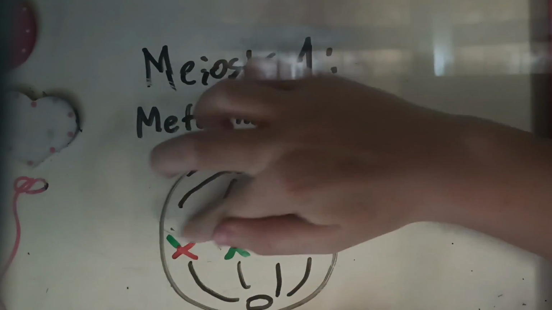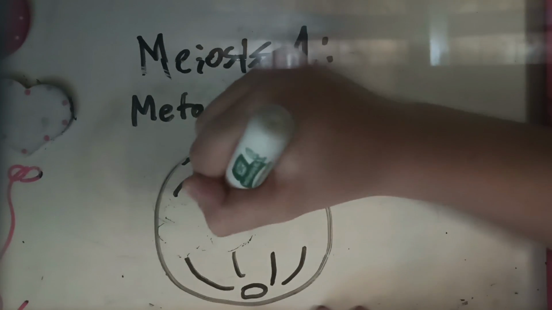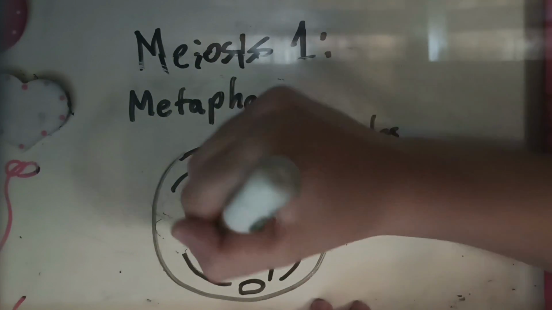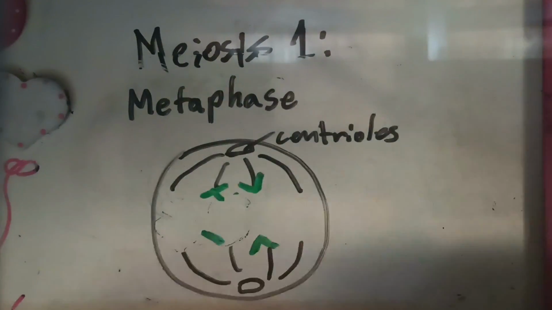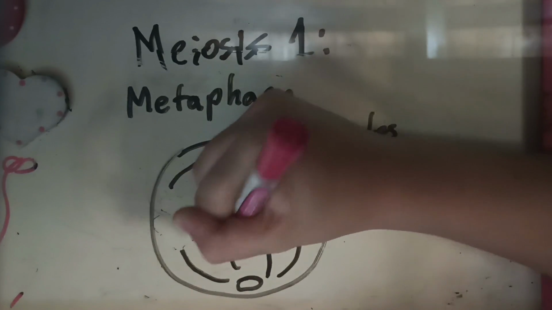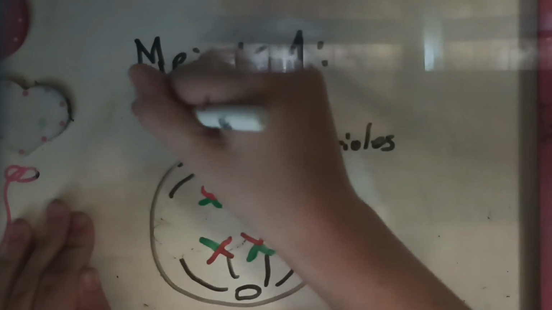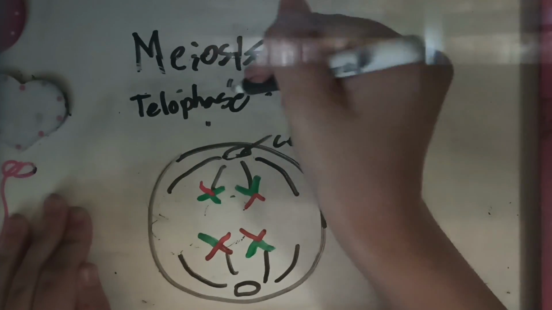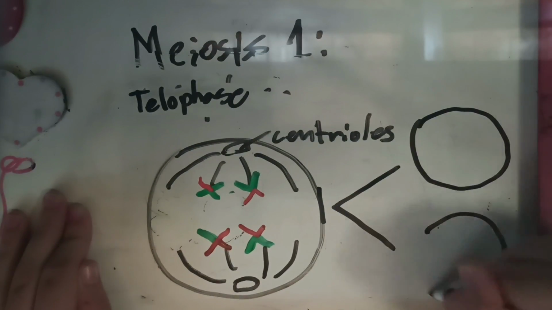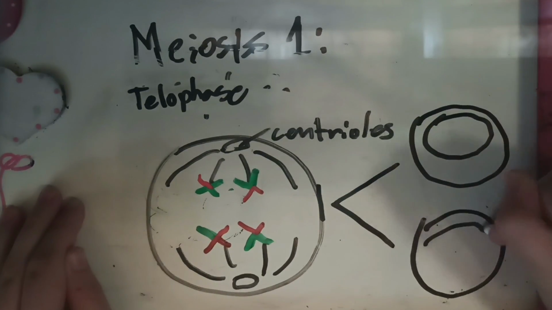The stage after metaphase is known as anaphase. During anaphase, the homologous pairs of chromosomes are split apart from their respective partners. The final part of meiosis 1 is telophase. The original cell splits into two daughter cells. Each one of these daughter cells contains their own unique pair of chromosomes.